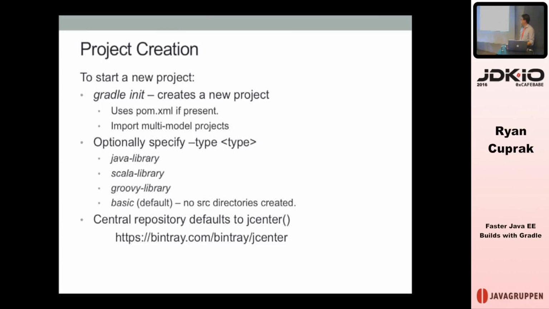If you don't provide anything, it's basic, which means no source directories are created, but it puts out the Gradle build file and the properties file to get you started, along with the wrapper. And it defaults to JCenter as the content repository, which is gaining steam over the Maven one for a number of reasons. I think JCenter uses HTTPS, which Maven doesn't.